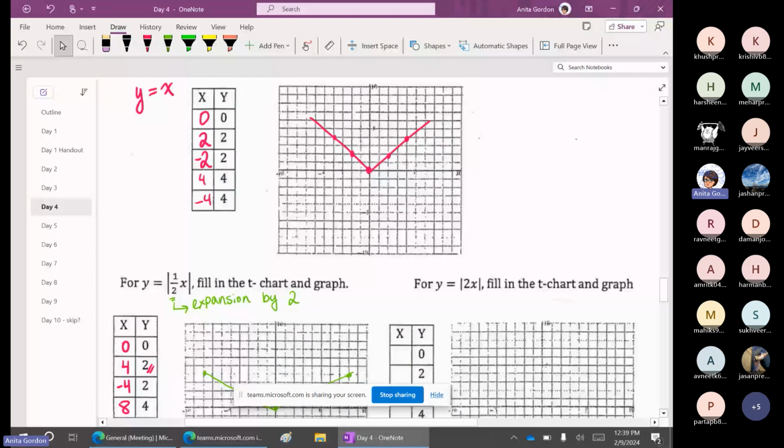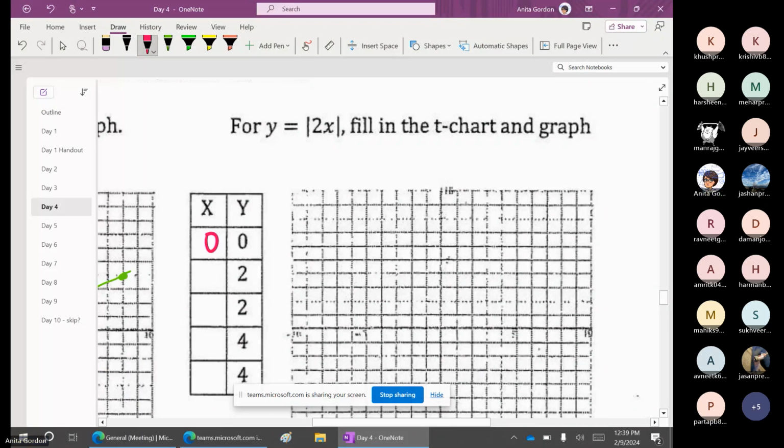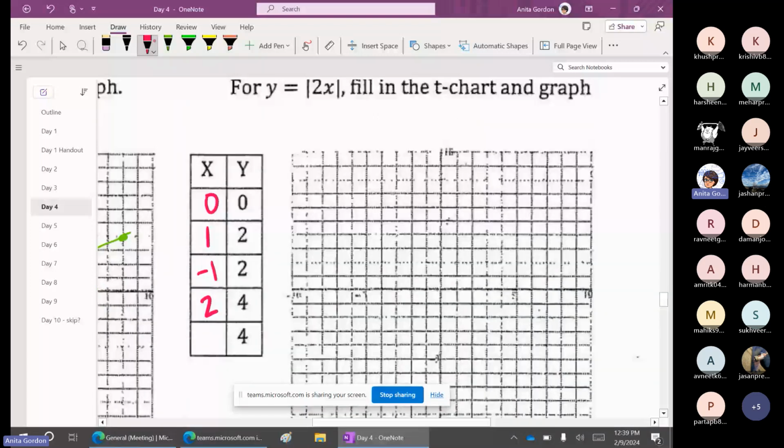Now I have a 2 by the x. So 2 times something is going to give me a 0. Must be 0. 2 times something is going to give me a 2. What did I multiply? 1. Or -1 in this case, because we have absolute values. To get to a 4 by multiplying by 2, I must have started with a 2 or -2 in this case. Okay, so when I go to graph this, 0, 0, 1, 2, and 2, 4.